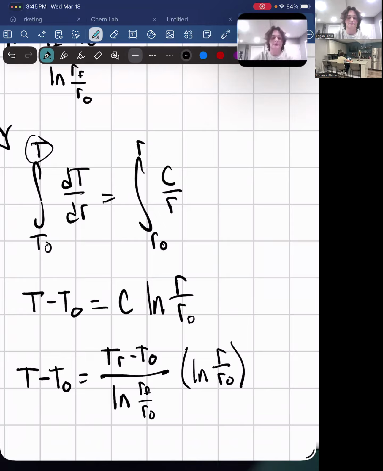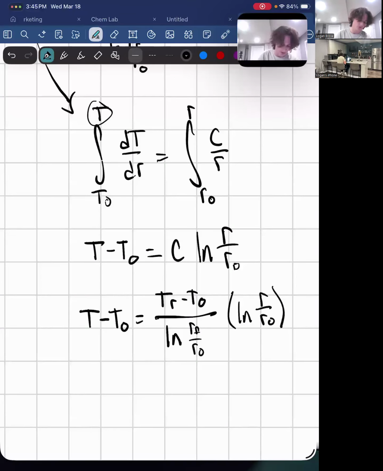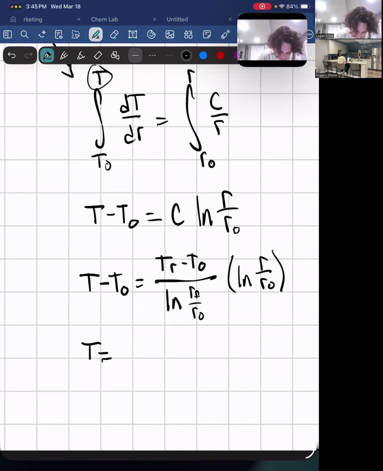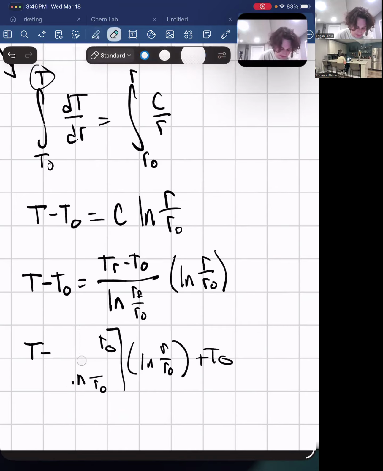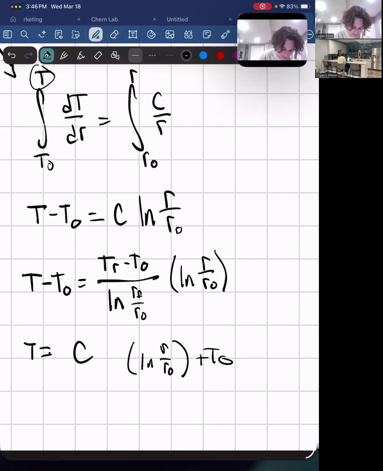So we can look at this, and we want to know what our temperature is. So we can just do T equals this whole term: T final minus T naught, over ln R final over R initial, times ln R over R naught, plus T naught. I'm going to change this term here back to C, just so it's a little easier when I'm writing everything down to explain things. So C, right?